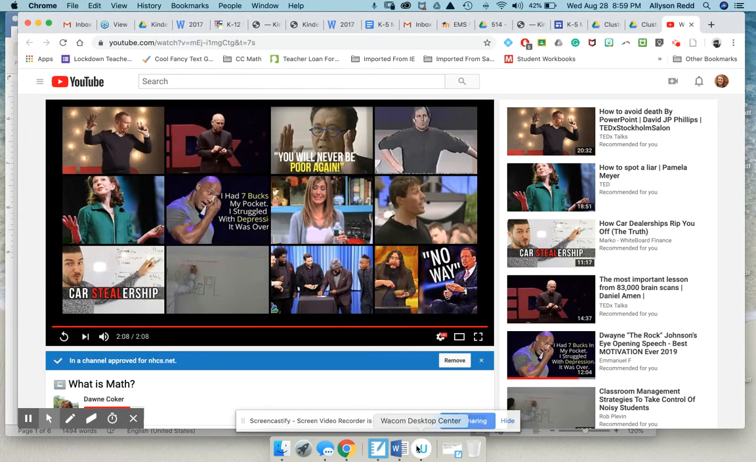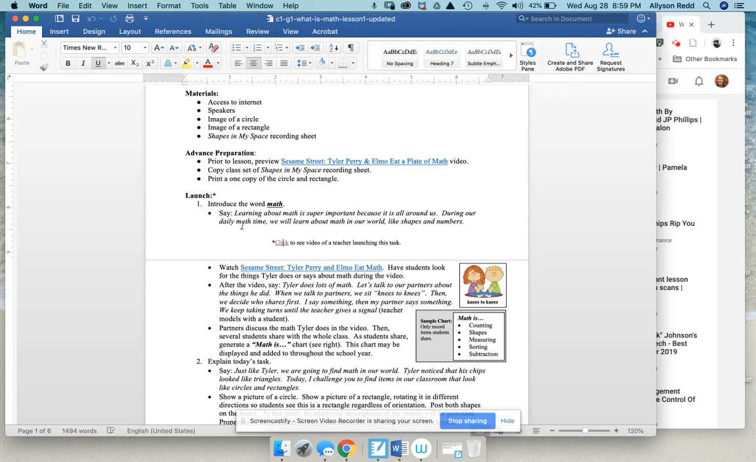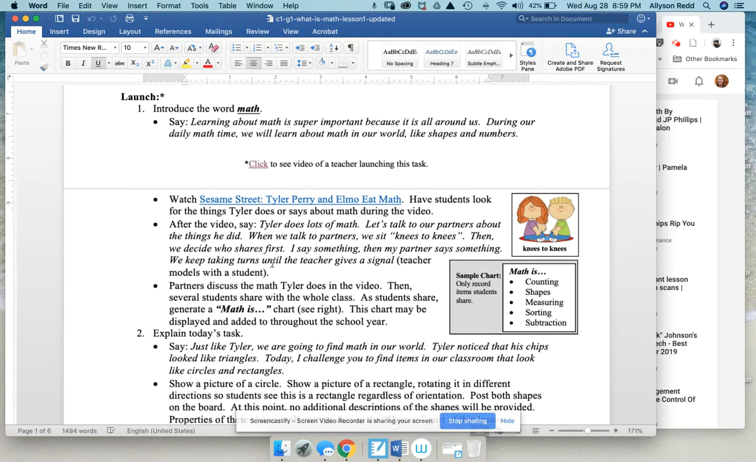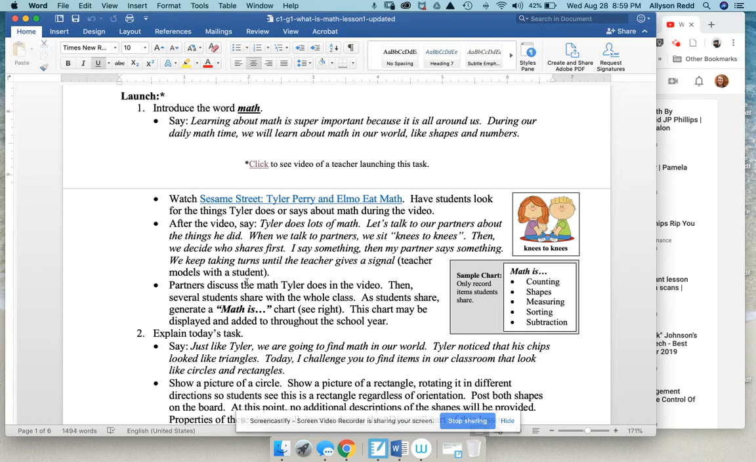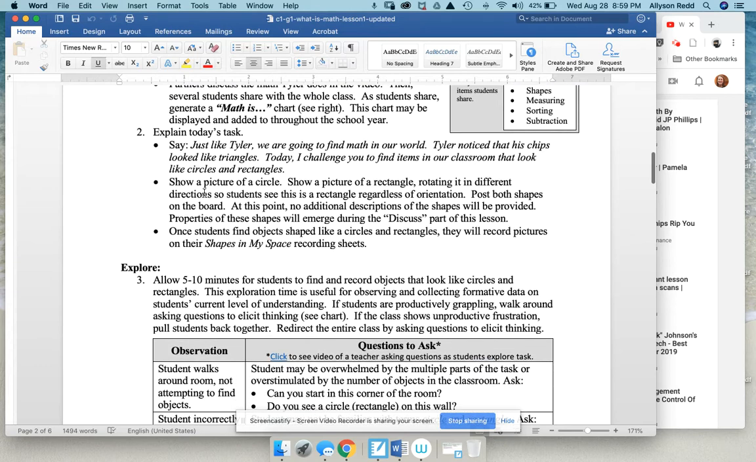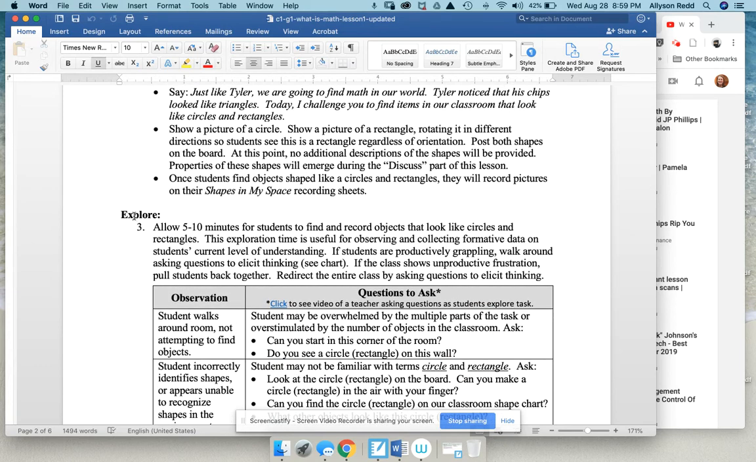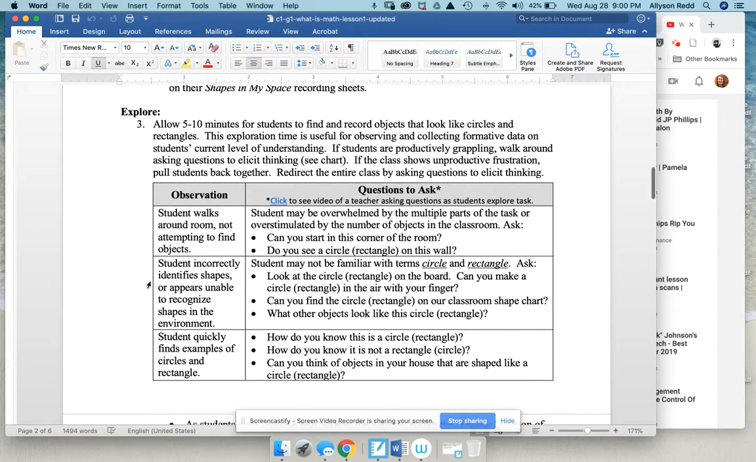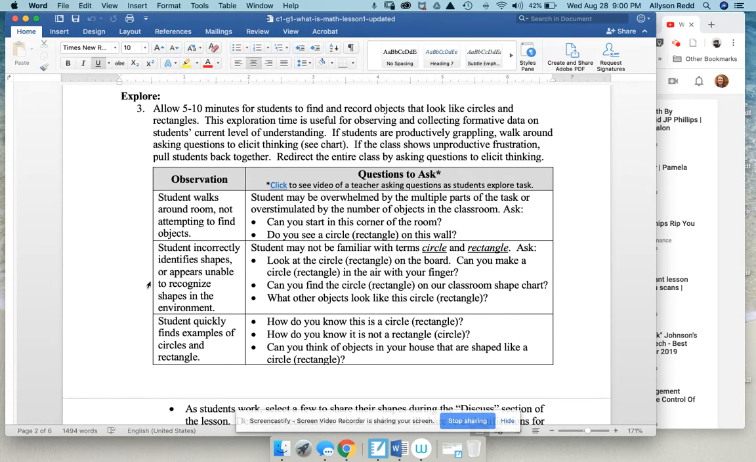Okay, so that was the first part of the lesson. That's what we would call the launch. Getting students excited about what we're getting to talk about today, right? So she walks through that, and then we've got the explore phase. So this is where you would allow students time to find and record objects that look like circles and rectangles around the room. This is where they actually kind of get to be mathematicians, and it's nice.